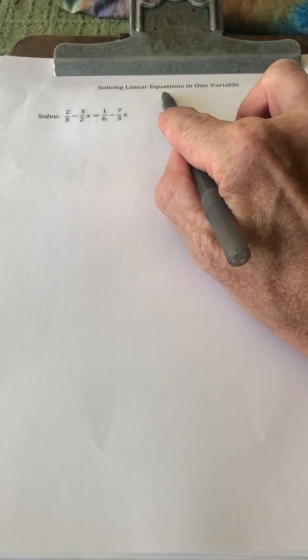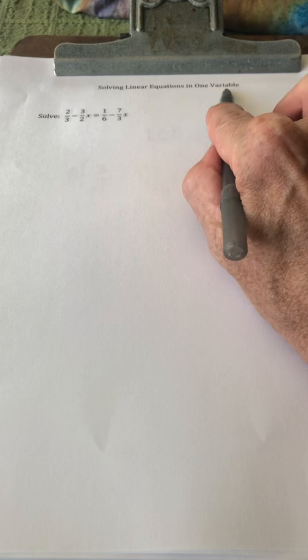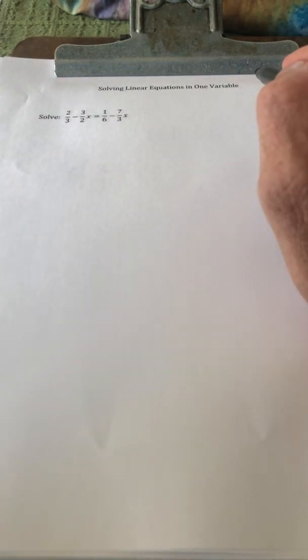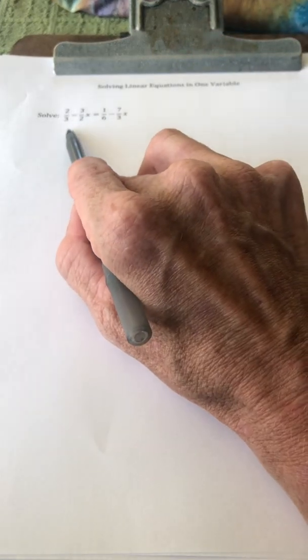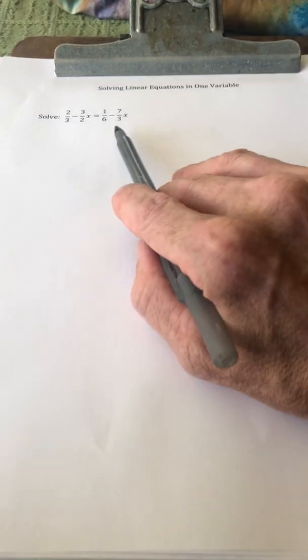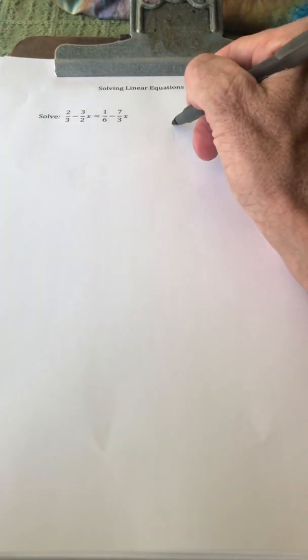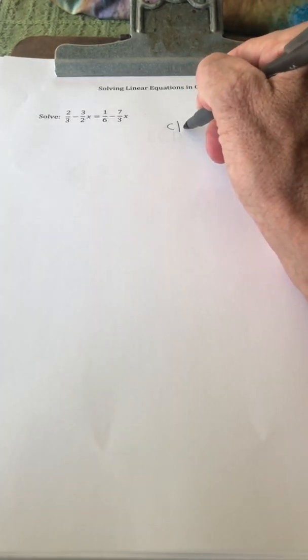Solving linear equations in one variable. We want to solve the equation 2/3 minus 3/2 x equals 1/6 minus 7/3 x. Notice that this equation has fractions and we want to clear the fractions, in other words, get rid of them.